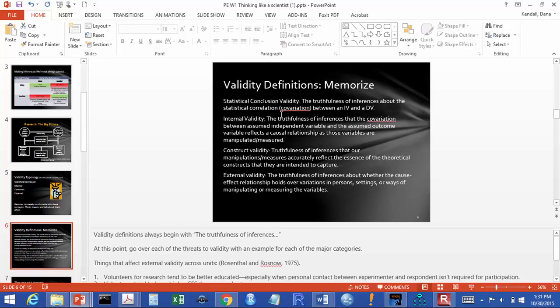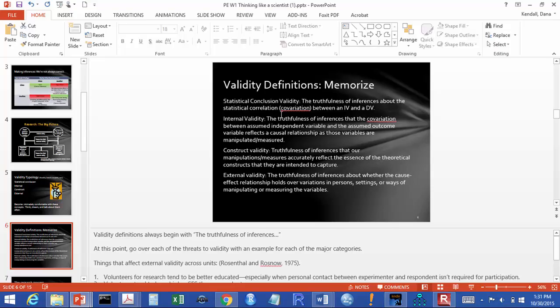First, we have the stat conclusion validity one, and that just assesses the truthfulness of inferences about the statistical connection between an IV and DV. When we don't see it, this typically shows up with type 2 errors actually. So if we don't see the relationship we expected to see, why is that the case? Is it really true that these things aren't linked in reality? Or is it the case that they are and we just didn't pick it up because we didn't have precise enough measures to do so?